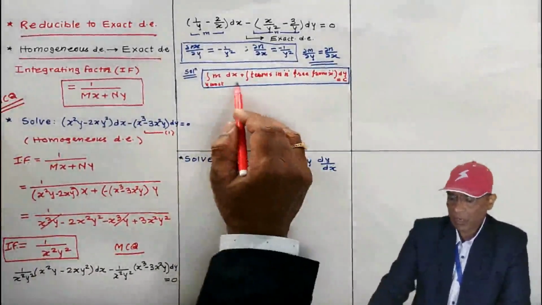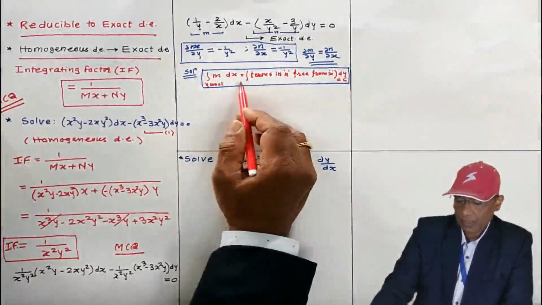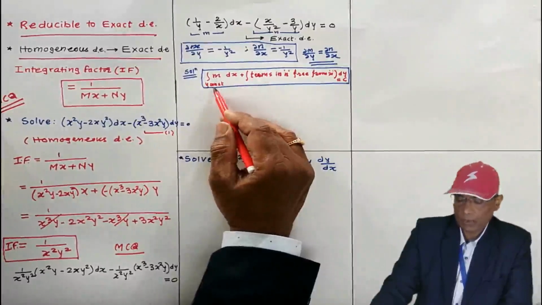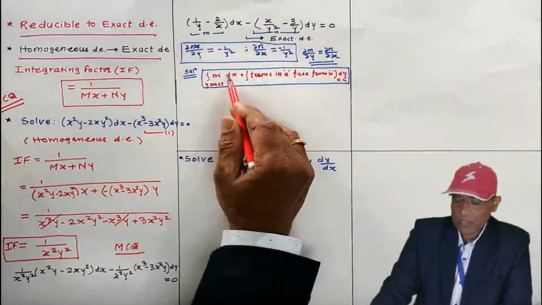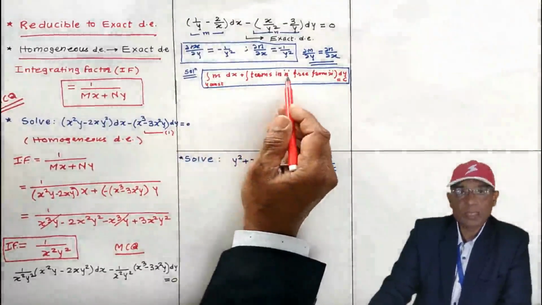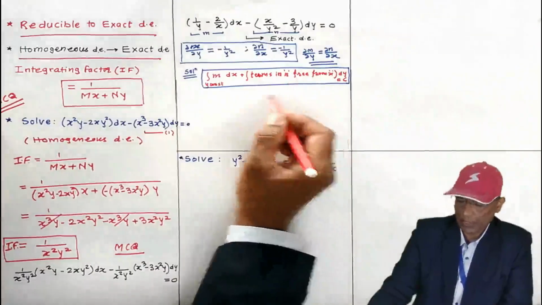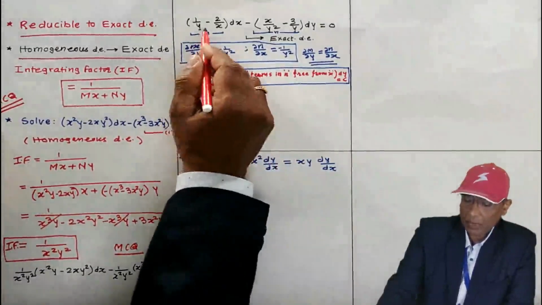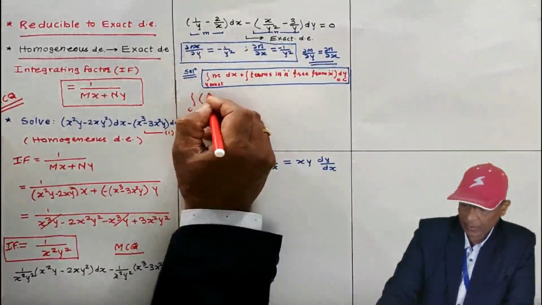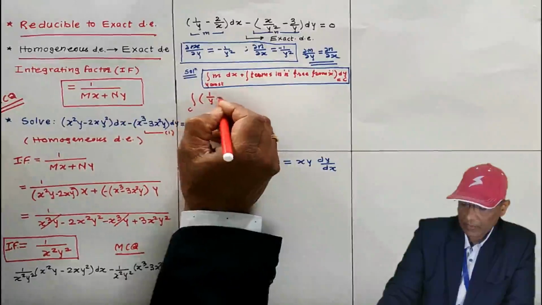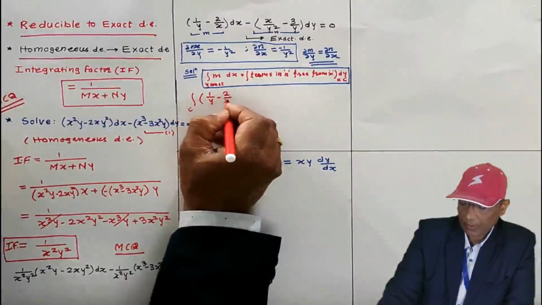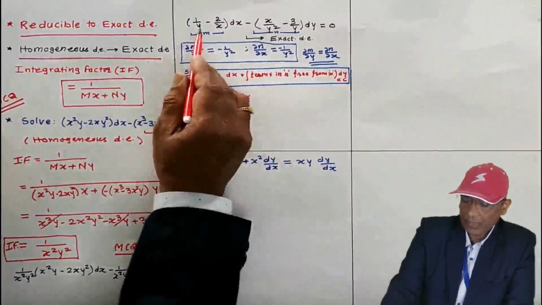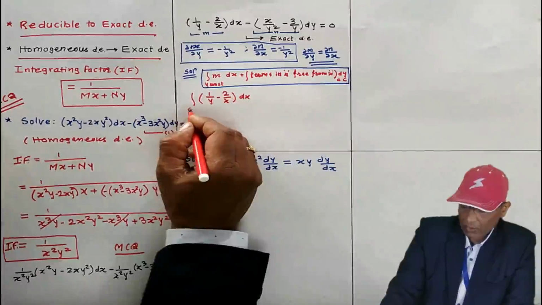In the next problem I will not be writing this solution format. Integral of m keeping y constant, we are integrating with respect to x, and the terms in n which are free from x. Now what is m? M of the exact differential equation. Remember, this is an exact equation, and when you integrate m, we have to keep y constant.